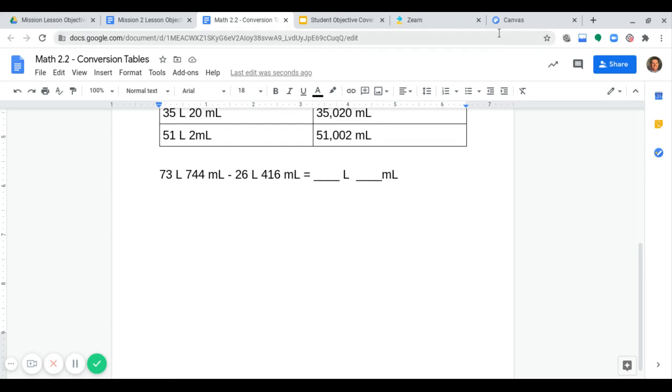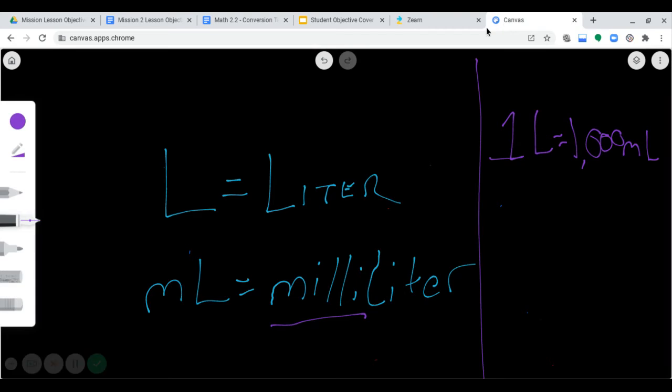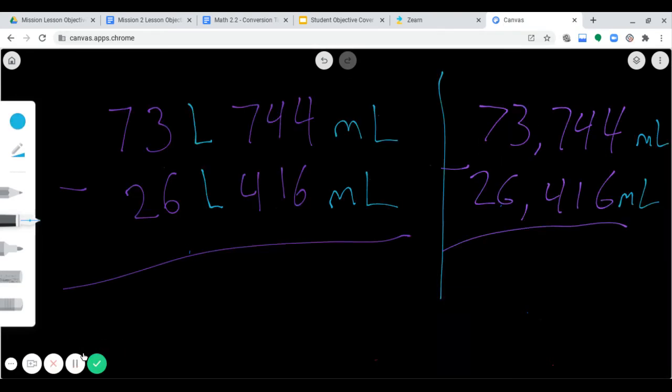Now, I find the best way for me is again to convert. I convert them all to milliliters and I convert them back again. You can do it a couple different ways though. So let's say I have 73 liters, 744 milliliters minus 26 liters and 416 milliliters. And so I want to subtract them.